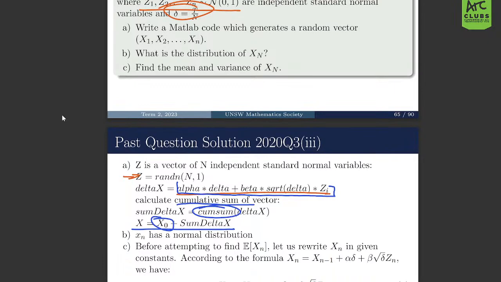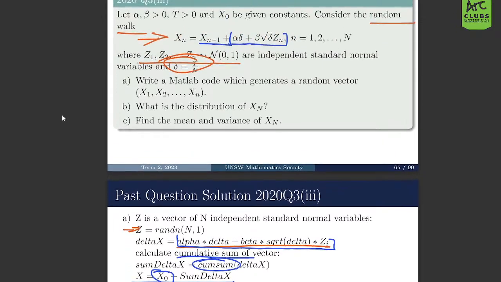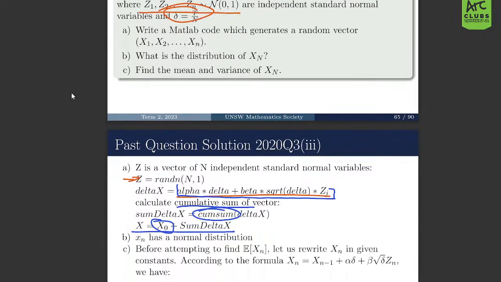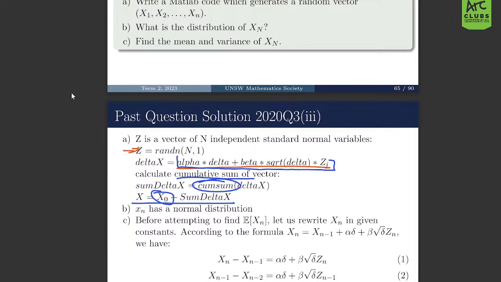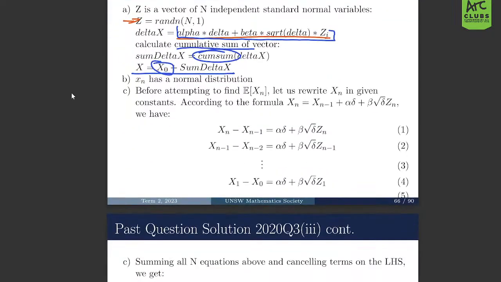And part B is what is the distribution of Xn. This should also be pretty trivial because from the equation we know that alpha and beta and all of these are constants, and Xn minus 1 and Xn are really the same thing, just that it's a recursive process, so it's part of the equation. So the only thing that affects the distribution will be the distribution of Zn, which is already given. So that's a standard normal variable. After these additions and multiplications, it just really is a normal distribution. So that should be pretty trivial to follow.